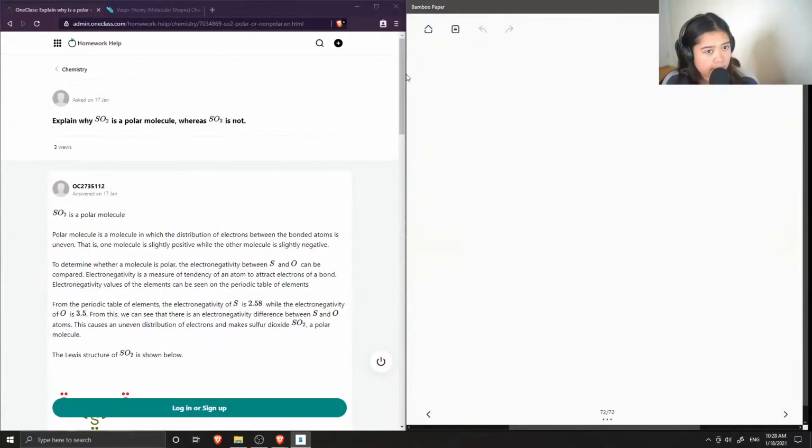So question 4 is a polarity question explaining why SO2 is a polar molecule, whereas SO3 is not. Okay, so let's try to draw out the Lewis structures of both SO2 and SO3.